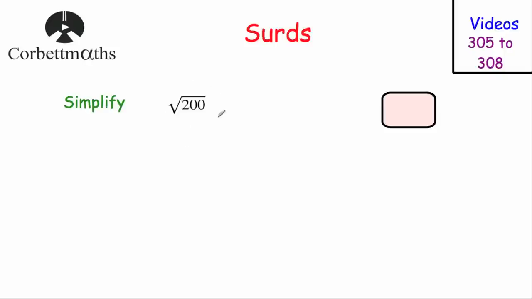So here we've got a surd that can be simplified, the square root of 200. What you do is consider what's the biggest square number that you can divide 200 by. The biggest square number that I can divide 200 by is 100, because 200 divided by 100 is 2. So I'm going to write down the square root of 100, that biggest square number, multiplied by the square root of 2. Now what's fantastic is if you've got a square number, you can work out the square root of it, and the square root of 100 is 10. So we've got 10 times the square root of 2.